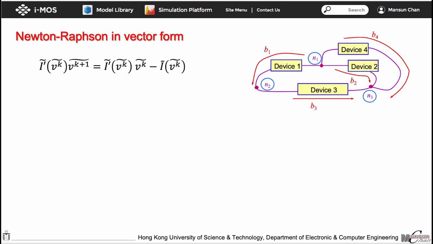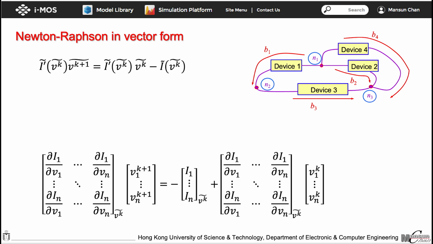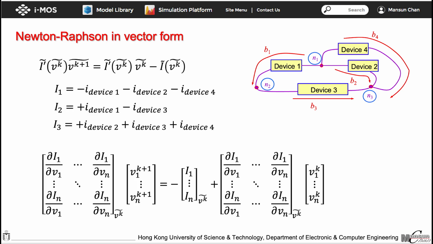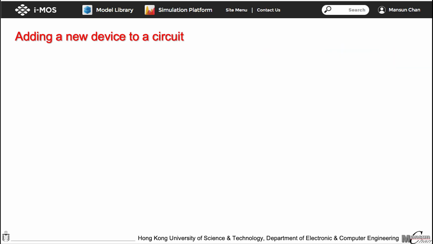Referring back to our example circuit, the expanded matrix equation appears as shown here. The total current at each node is the sum of the branch currents connected to that node, meaning each branch contributes a current component. Essentially, a circuit simulator like SPICE functions as a linear matrix equation solver. In this context, what happens when a device is added to an existing circuit? The new device adds a circuit component to each node it connects to.